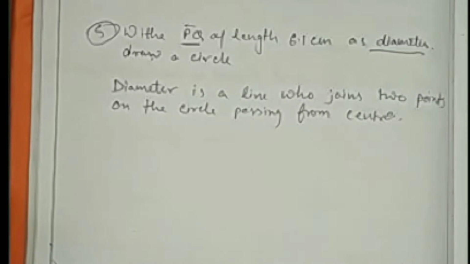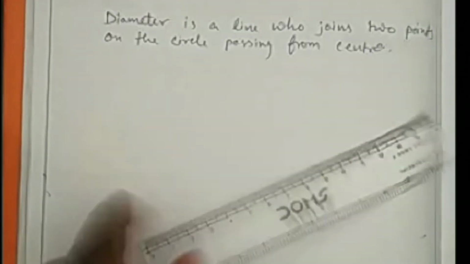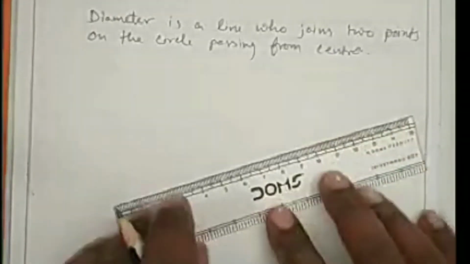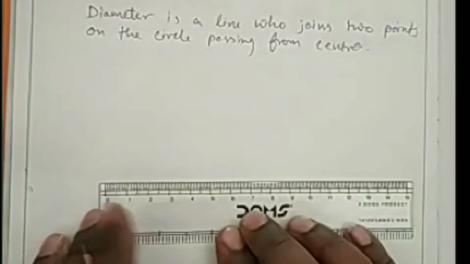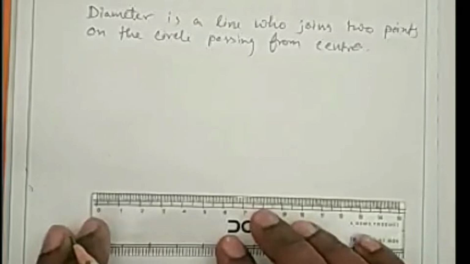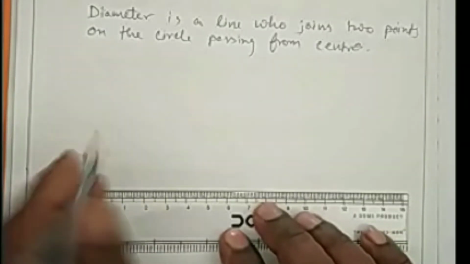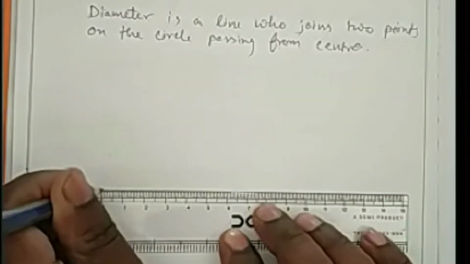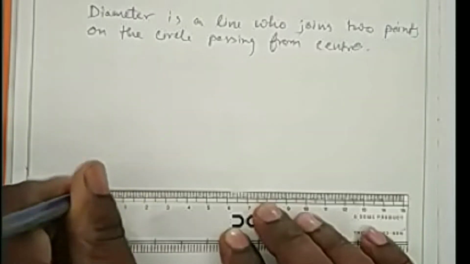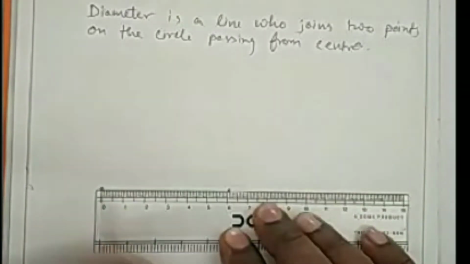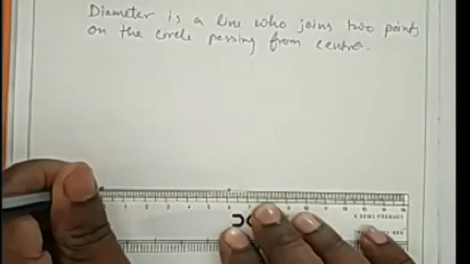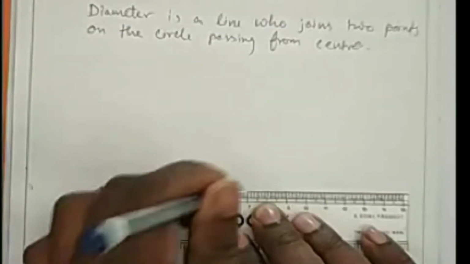Yes or no? So they are saying first you make a diameter of 6.1 centimeter. So how you will make it? Place the ruler, mark first point on 0 and second point at 6.1 centimeter like this. Okay. Then afterward join these 2 points.